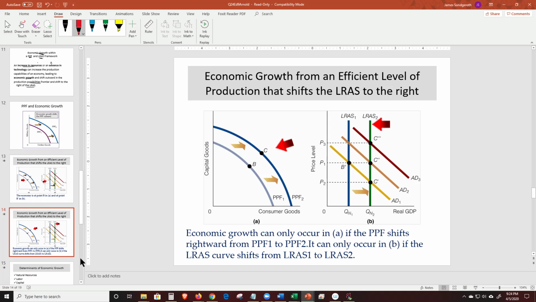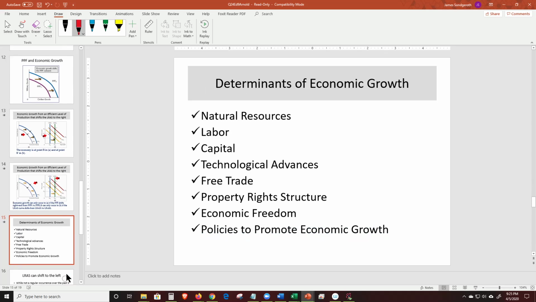So from an efficient level of production, that shifts LRAS to the right. I think this is pretty much the same thing. Shift the PPF to the right, and it will shift the LRAS to the right, okay?